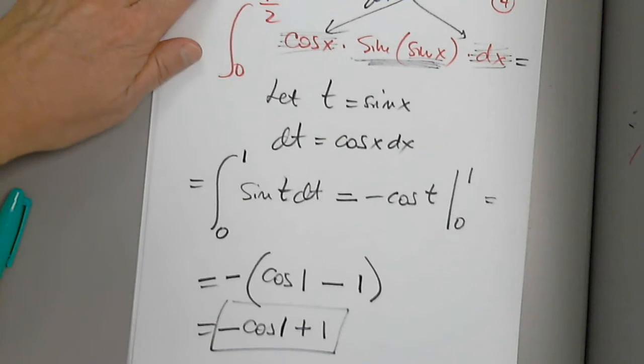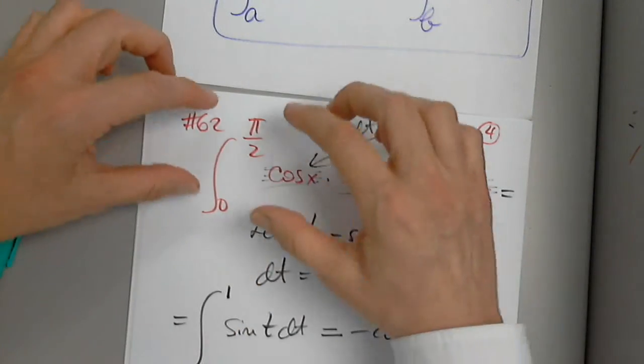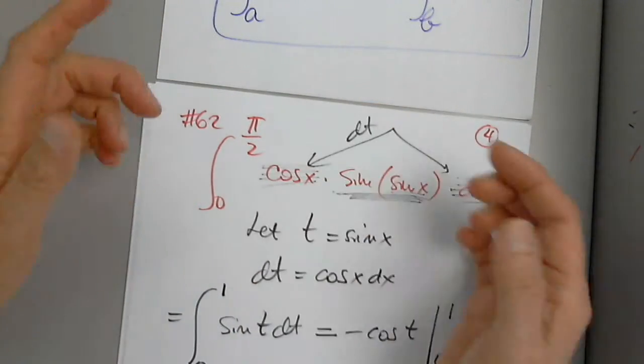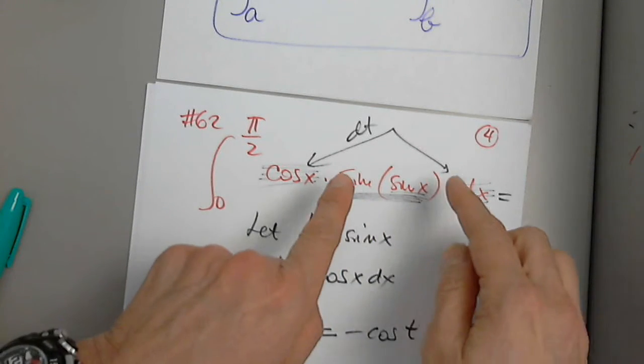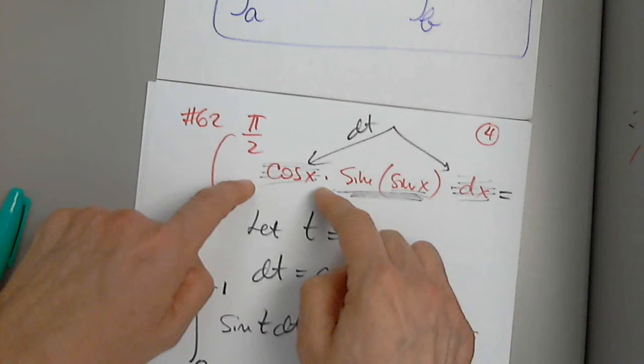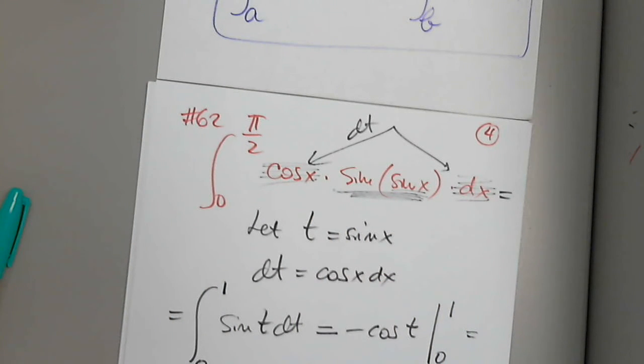I forgot to mention, but we can never ever forget, is this function continuous on 0, pi over 2? Yes, it is. Sine is continuous everywhere. Cosine is continuous everywhere. Yes, the fundamental theorem of calculus is applicable.